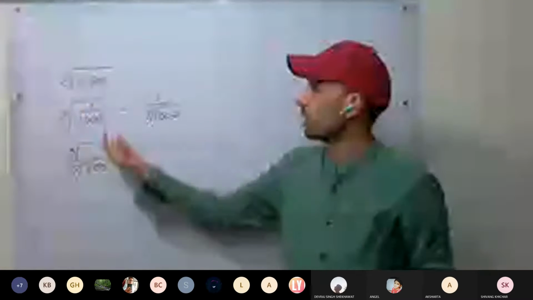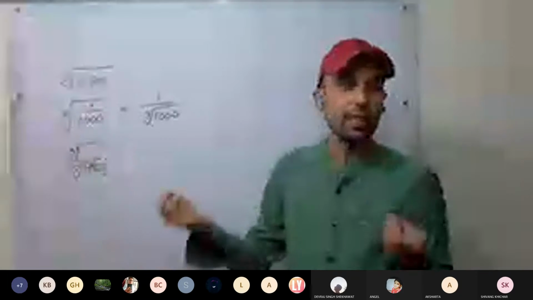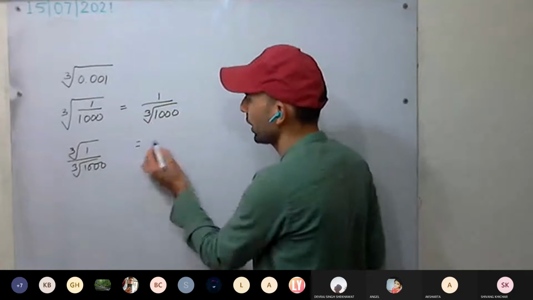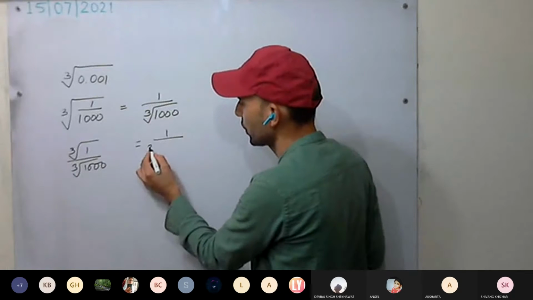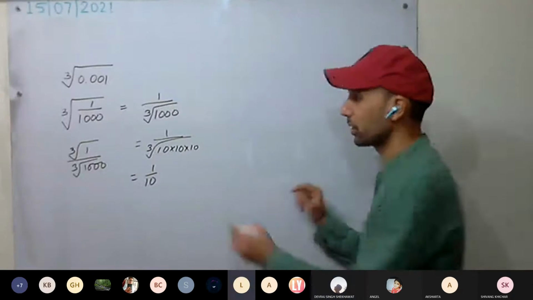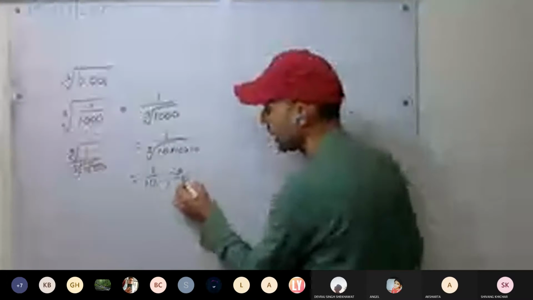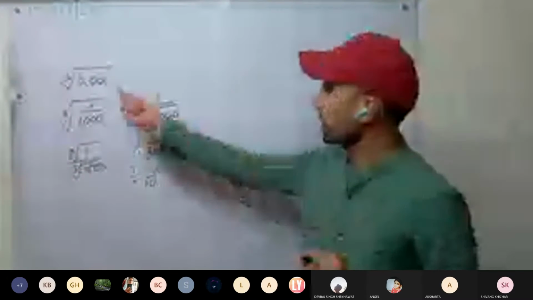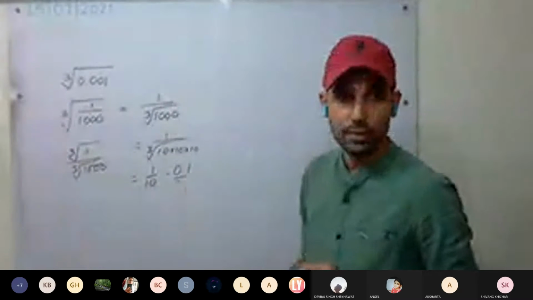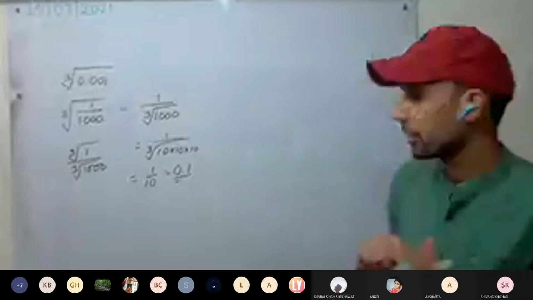Understood this one? Cube root of 1 is always 1. Whether you take the square, cube, or anything of 1, it is always 1. So we can skip this step and simply write 1 upon cube root of 1000. And it will be how much? Cube root of 10 into 10 into 10, taking 1 out, it is 1 upon 10. How much? 0.1. You can see as well, 0.001 has 3 decimal places, so the answer has 1 decimal place, 0.1.